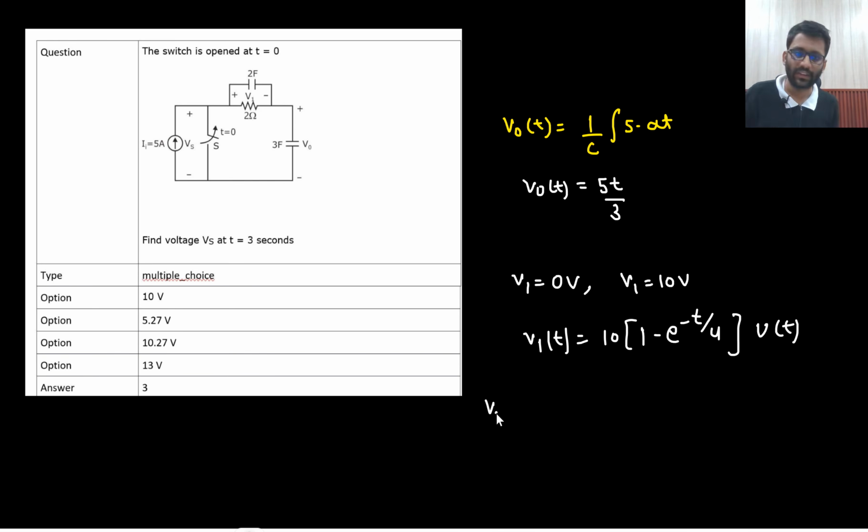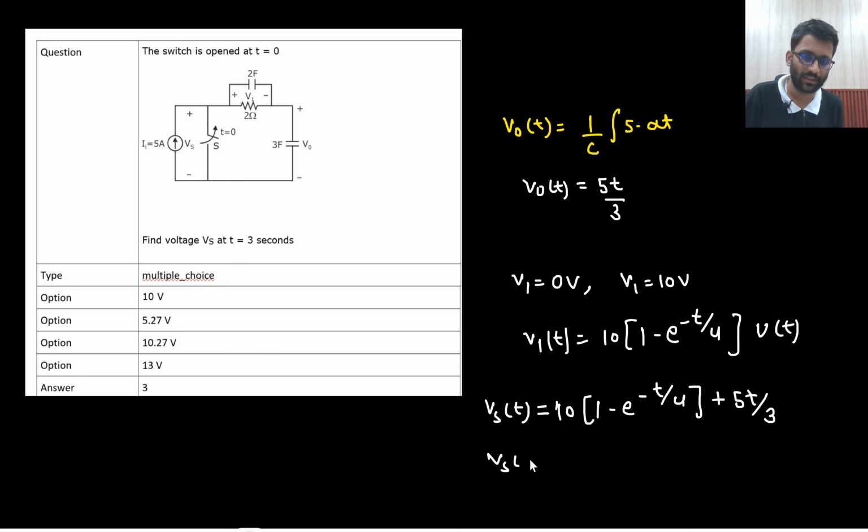So what will be your Vs(t)? Vs(t) will be 10 into 1 minus e to the power minus t by tau plus 5t by 3. At what time you need to find? At 3 seconds you need to find. So Vs at 3 seconds: 10 into 1 minus e to the power minus 3 by 4 plus 5. So it would be 10.27.